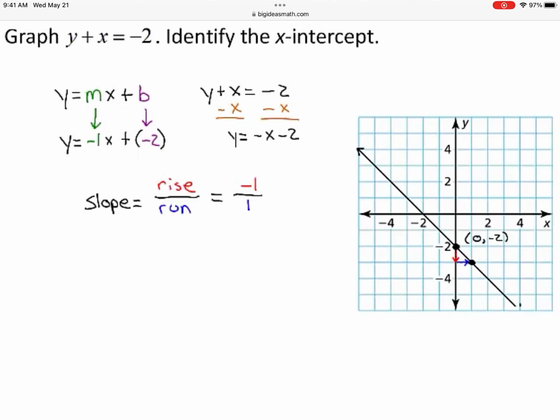Draw a line through the 2 points. The line crosses the x-axis at negative 2, 0, so the x-intercept is negative 2.